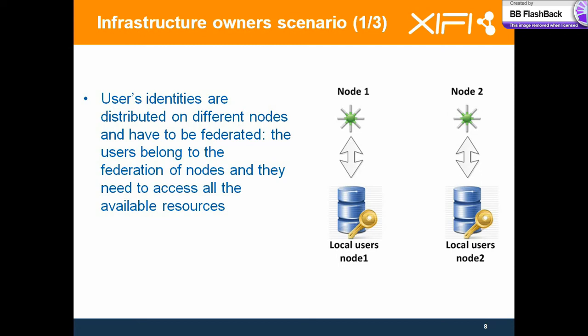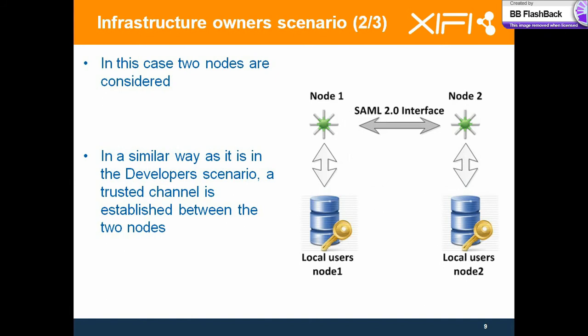Let's then see the second scenario that is important for the infrastructure owners. So we have their user identities distributed on different nodes, and they have to be federated. So meaning that the users belong to the federation of nodes and need to access all the available resources regardless of the original node to which the users logically belong. So in this case, we are showing two nodes.